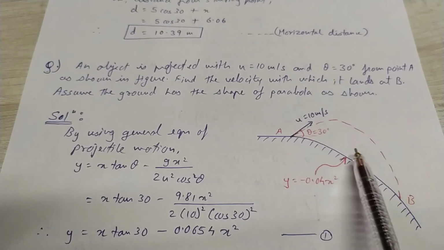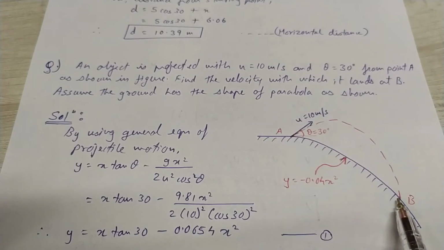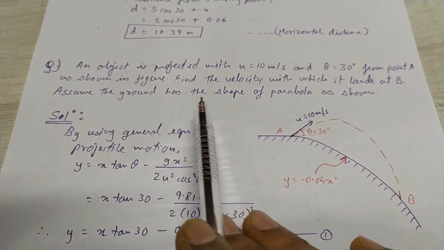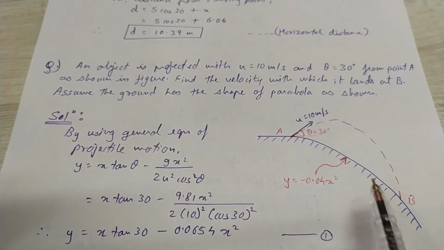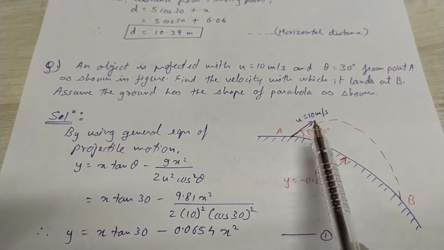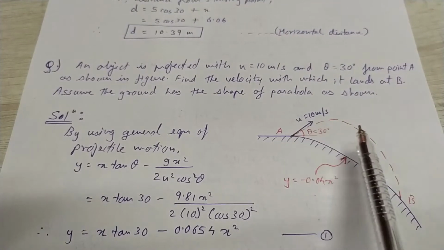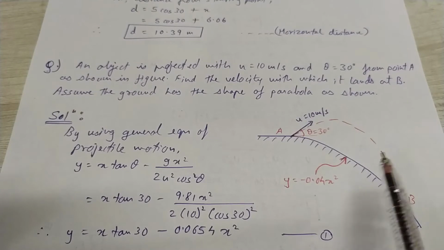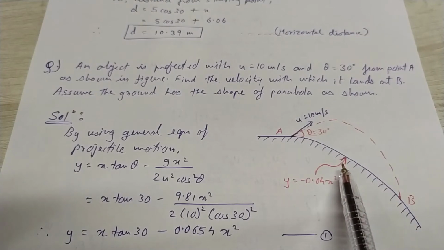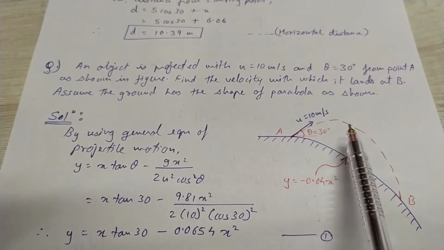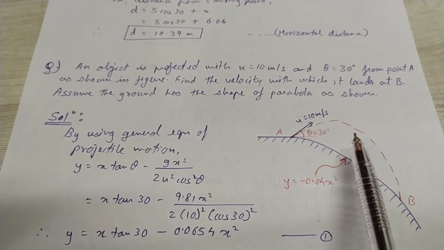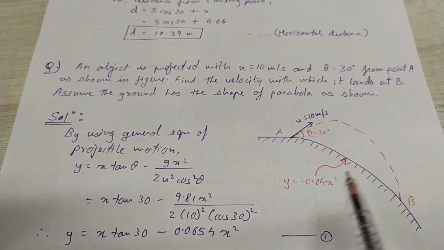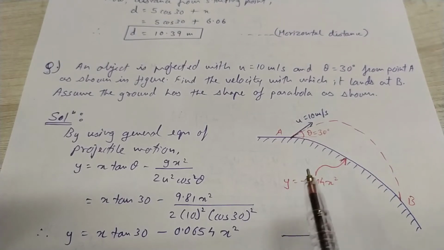So we have to find what is the final velocity at point B. Assume the ground has the shape of parabola as shown. Now this ground is also having the shape of parabola. Now since this is projectile motion, this will be having the parabolic equation. This is also another parabolic equation. Now there is a standard formula for this projectile motion path. So using this and using this, can we equate and correlate?